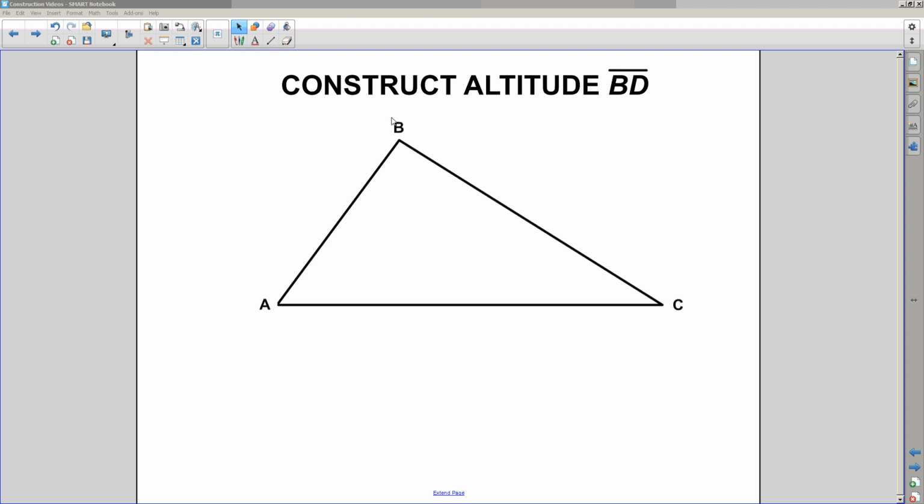One of the most difficult constructions in geometry is constructing an altitude. So we're going to do a couple of different altitudes. First, we'll take the easy way out. I'm going to construct altitude BD. That means on triangle ABC, it's from the vertex B perpendicular to the opposite side, which is somewhere along AC. So I need to construct a perpendicular from point B to side AC.